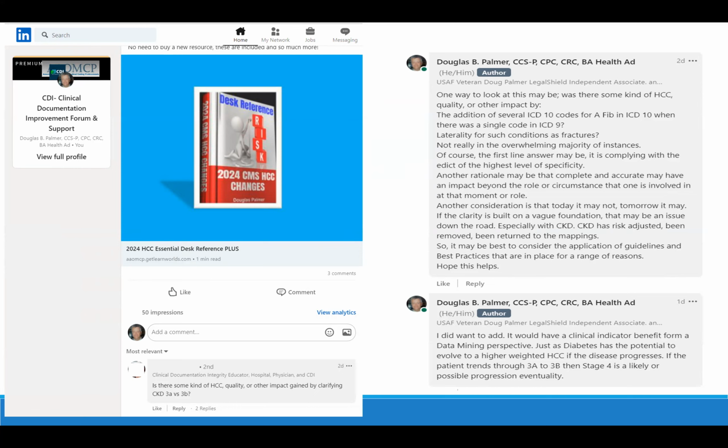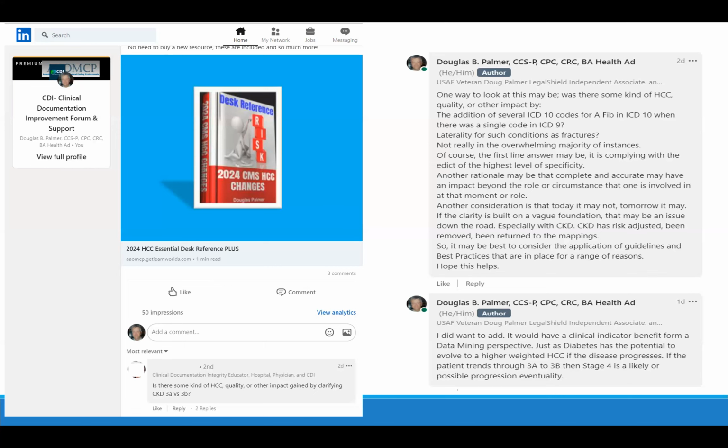Another rationale may be that complete and accurate documentation may have an impact beyond the role or circumstance that one is involved in. It's not just about what you are doing at that moment. The guidelines are not in place for a specific role, they're for the total outcome. Today it may not matter, tomorrow it may, and that's why we have these guidelines. We're not looking at them as, I have my nose in this chart right now, how does this impact me? The guidelines are in place for the universe of possibilities and outcomes and stakeholders. So it goes back to: follow the guidelines and you're going to be okay.